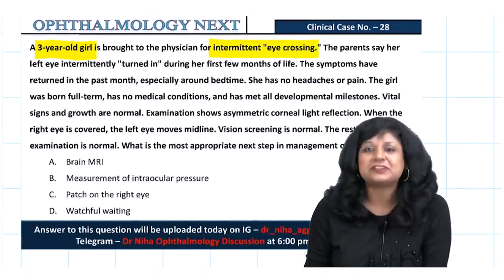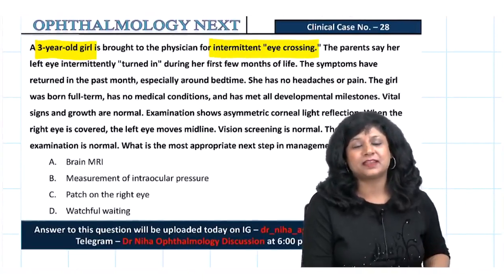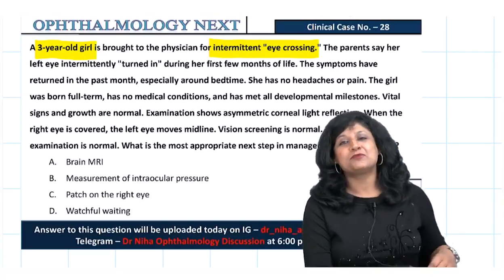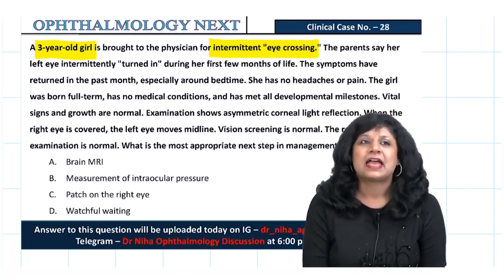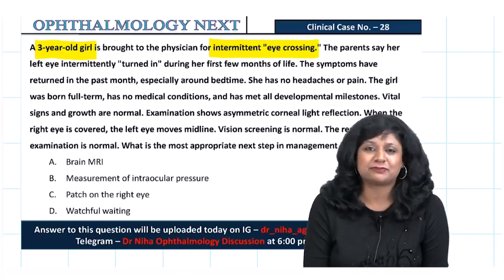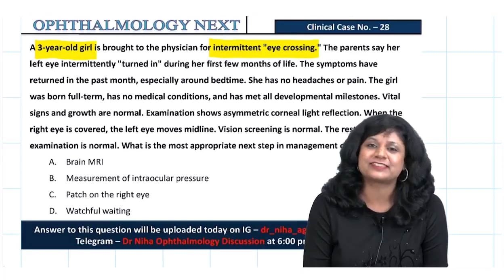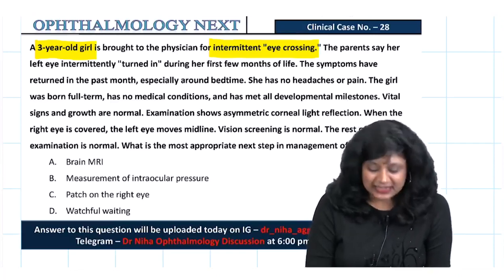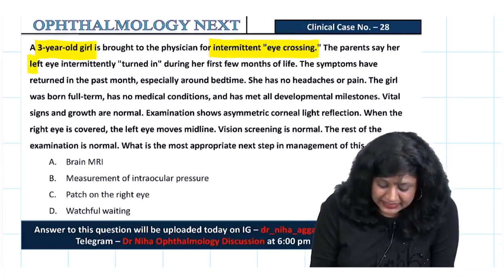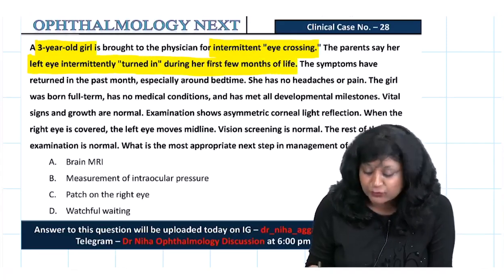Now this is typically a case that occurs: whatever problem they have, they usually go first to the physician. The physician is always the first doctor, and then they are referred or told that they have to visit an ophthalmologist. The parents say that the left eye intermittently turned in during the first few months of life.